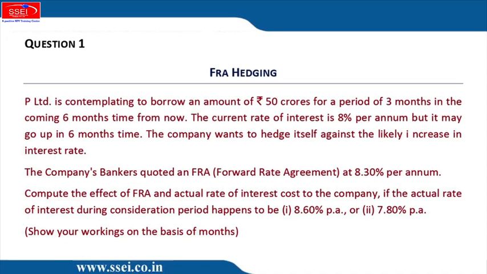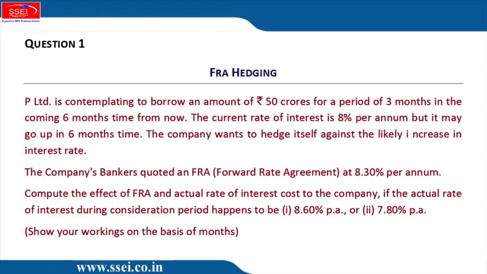P Limited is contemplating to borrow an amount of 50 crores for a period of 3 months in the coming 6 months from now. So after 6 months, we'll borrow for 3 months. We are afraid of interest rate rising. We should buy a 6 into 9 FRA. The current rate of interest is 8%. I think it's irrelevant, but it may go up in 6 months' time. Yes, we are afraid of rising interest rate. The company wants to hedge itself against the likely increase in interest rate.